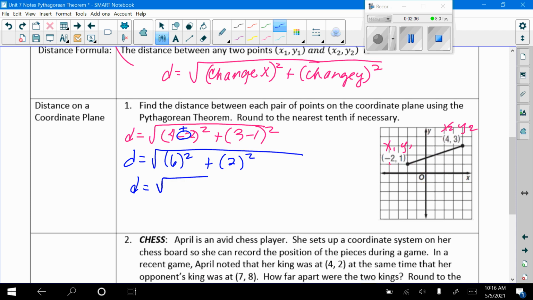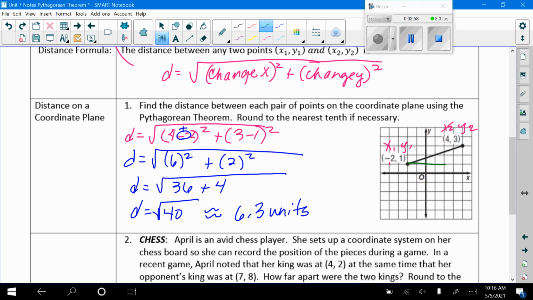So distance is equal to the square root of 36 plus 4. So the distance is equal to the square root of 40. Now the square root of 40 is approximately 6.3. In this case, it doesn't tell me what the units are, so we're just going to call them units. If, however, I were to have counted, I would go 1, 2, 3, 4, 5, 6, and that's what I got here. And up to, that's what I got here. And I would do the same thing.